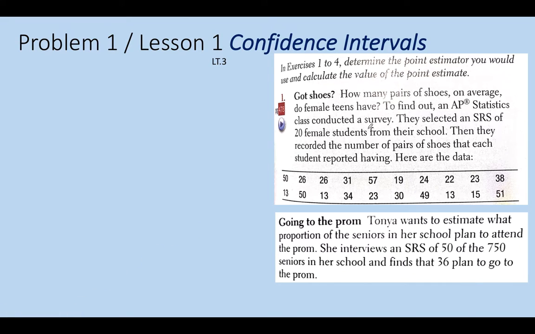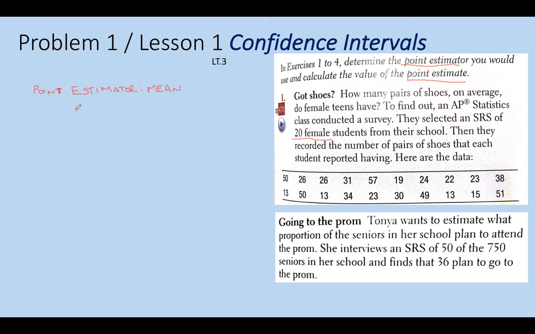So for exercise 1 here and 3, determine the point estimator, and then what is the point estimate. So we'll just get a handle on what is the difference between those two things first. We've done this problem before earlier in the year. How many pairs of shoes on average do female teens have? This was an SRS, simple random sample of 20 female students. And so here's the data. For this question you'd ask yourself, is this categorical or quantitative? And if it's quantitative, which this is, then we would likely want to use, so we'll say the point estimator would be mean. Although you might also think about things like median. If it looked like there might be some outliers, we might want to use the median. But I think mean is probably a good estimate here.